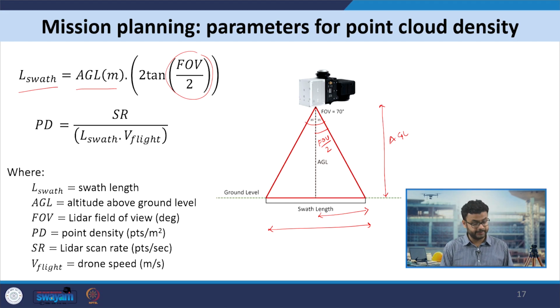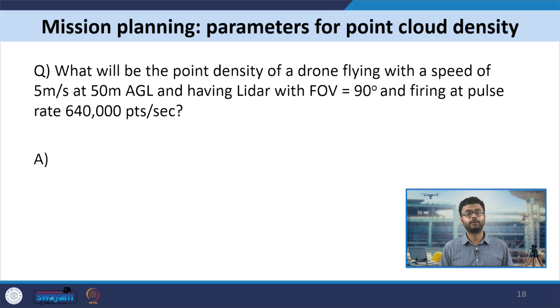After we get the swath length, the point density is equal to the LiDAR scan rate or PRF divided by the swath length and divided by the drone speed. So point density is equal to the LiDAR scan rate divided by swath length divided by the drone speed. So in order to better understand this, let's solve a quick question.